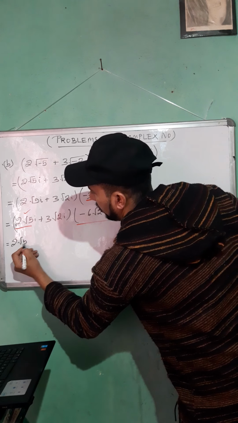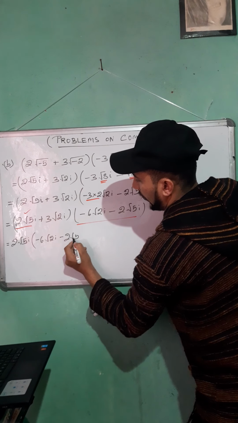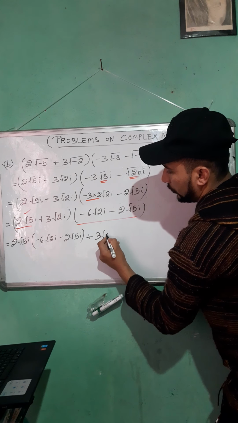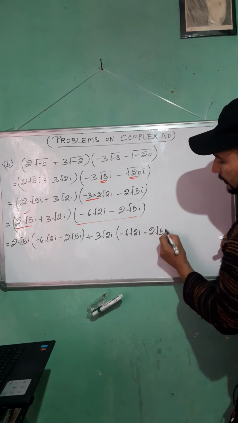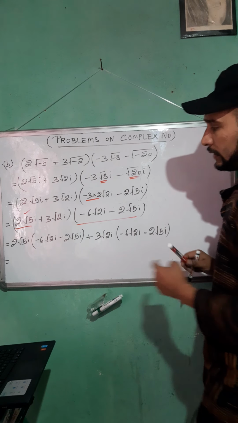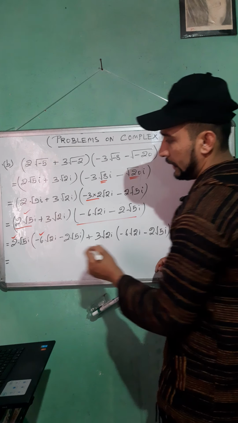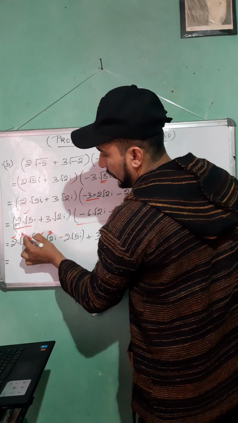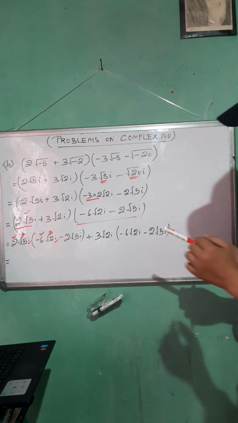So I'll do it step by step. 2 root 5i plus 3 root 2i times 2 root 2i minus 2 root 5i... Again you have to multiply by this, plus 3 root 2i into 6 root 2i minus 2 root 5i. Open the bracket. Numbers get multiplied and roots get multiplied. This and this number you have to multiply, and this and this. i and i you have to multiply. That follows for all the expressions.